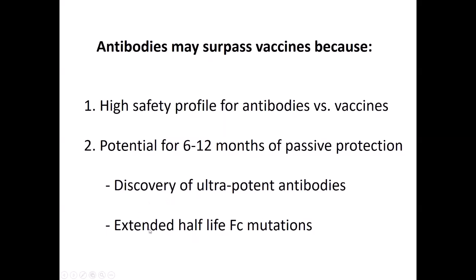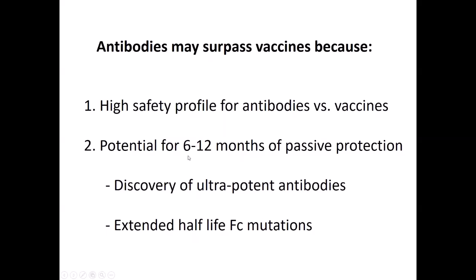MedImmune and Roche and others have developed Fc mutations in antibodies that extend the half-life, and MedImmune has actually shown in humans they can achieve approximately a 90-day half-life. So if you have a 90-day half-life of your molecule and you find molecules that have a very high level of potency, effectively, the higher you get, the longer your functional protection would last in vivo. And if you can extend that molecule to 90 days instead of a 21-day half-life with mutations, then you can envision having 6 to 12 months of passive protection from an antibody.